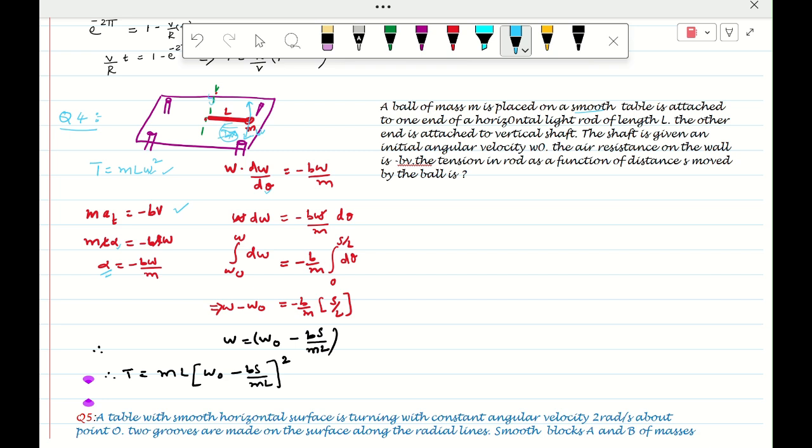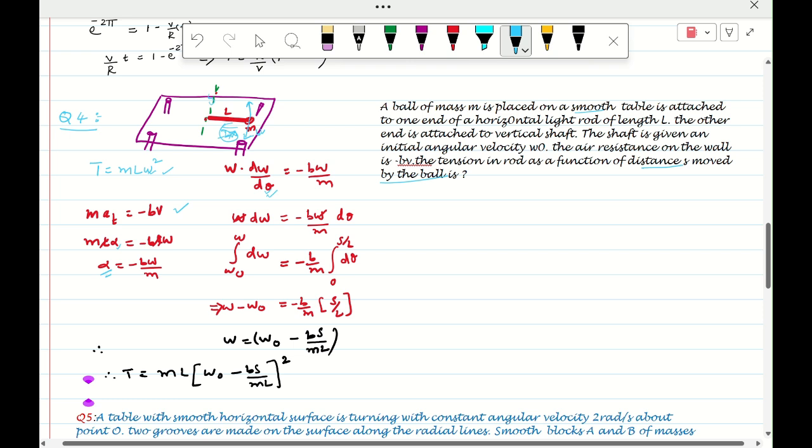So from that, dθ means I can find out s into... delta theta, or theta is equal to s by r, because s is equal to r theta. That's because the question is asking to find only the distance s moved by the ball. That's why I am changing into dθ here.